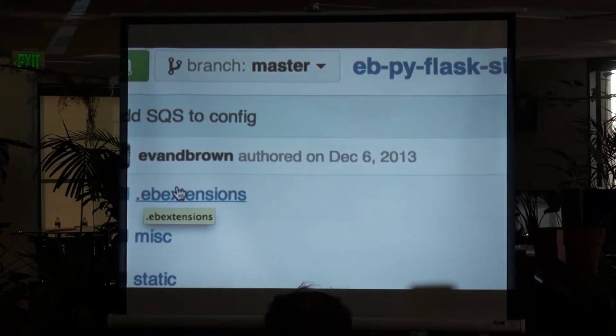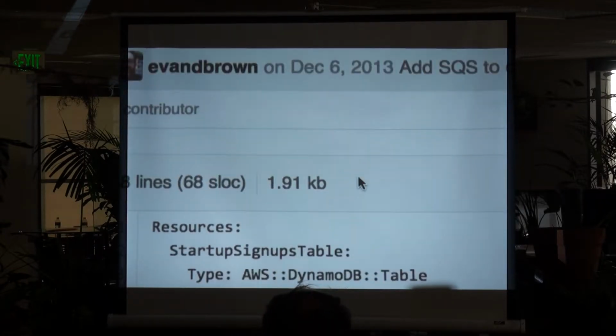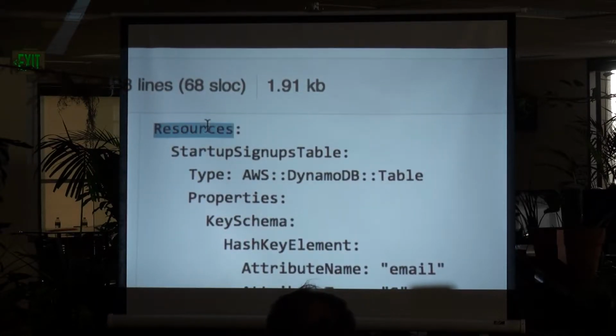And ebextensions are YAML formatted configuration files that allow you to define the other things that you want to use with your Beanstalk application. So I think I've got one config file in this extensions directory. I called it setup.config. So this is a declarative language, and in this declarative bit, we've defined some resources that we need. This resource we call StartupSignupsTable, and it's an AWS DynamoDB table.